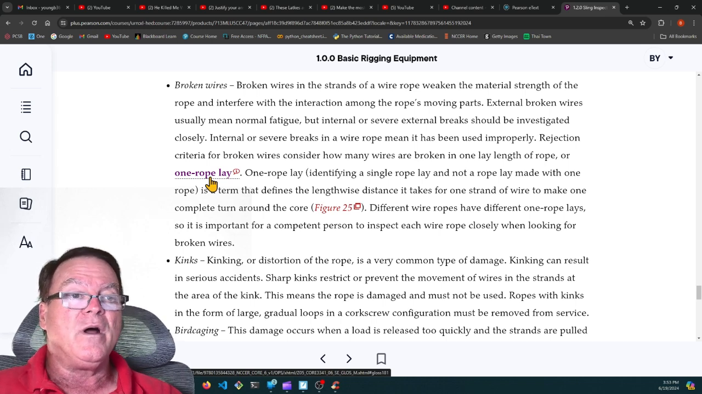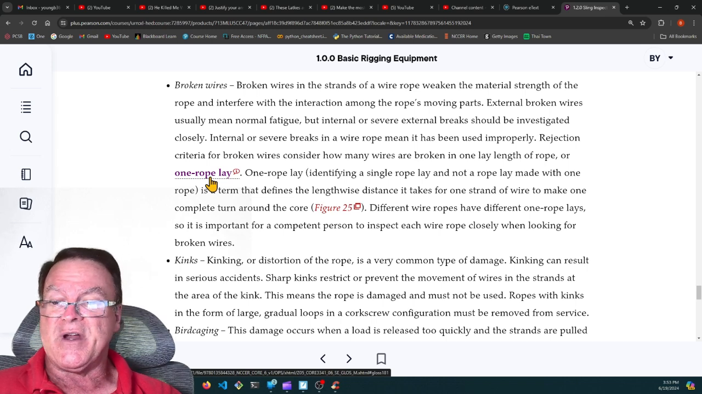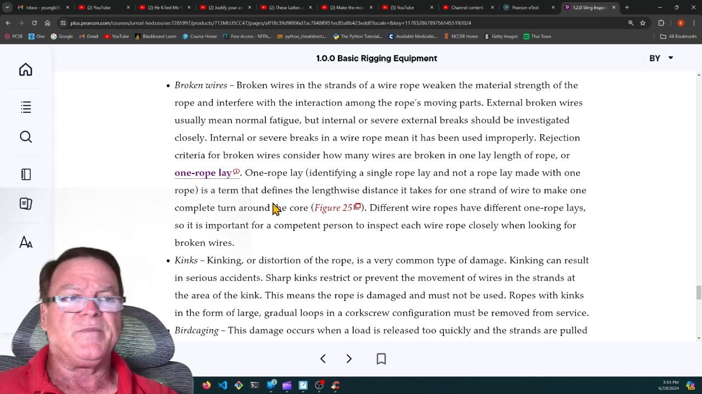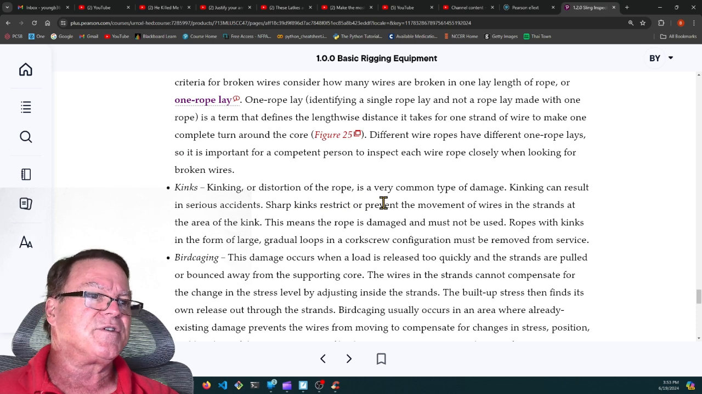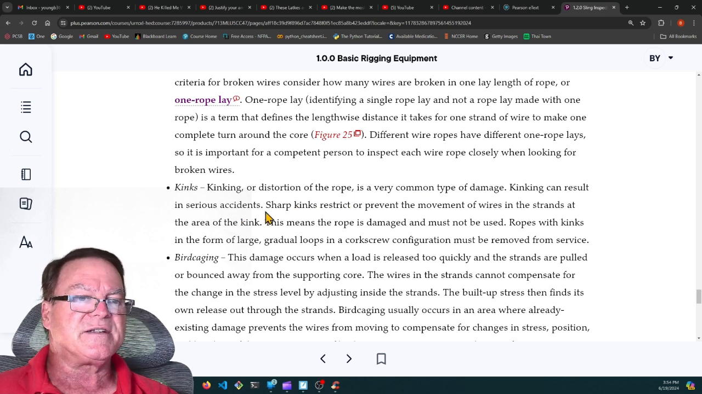So in that one rope lay, I think if there are 5 or more breaks of strands, individual strands, then it has to be taken out of service. You can have 1 or 2 broken strands in a lay. Kinks, kinking or distortion of the rope is a very common type of damage. Kinking can result in serious accidents.